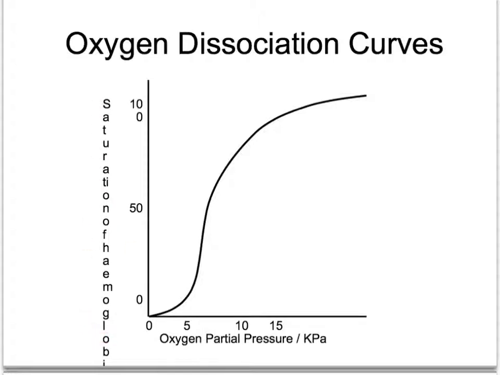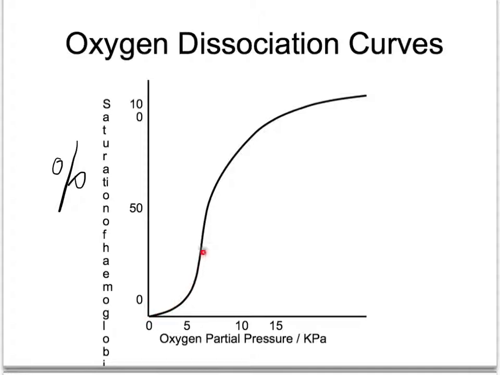Percentage saturation of hemoglobin. Here we've got 100%, 50%, 0%. 100% saturation means every heme group in every hemoglobin molecule in every red blood cell in a particular region of the body has got an oxygen attached to it. Here's 50% and here's 0. At 0%, not one of the heme groups in any of the hemoglobin molecules in any of the red blood cells has got any oxygen attached to it.